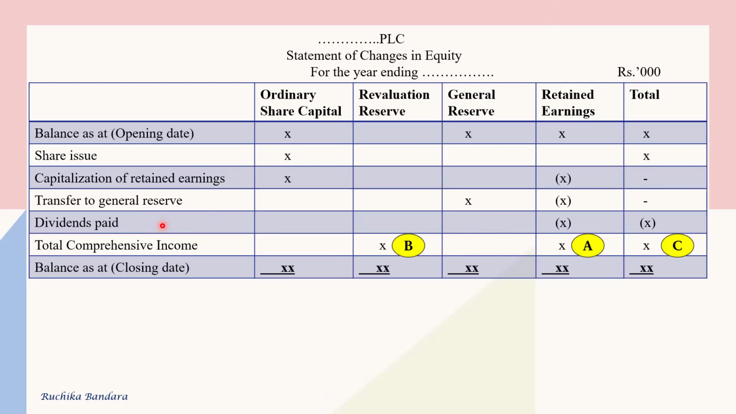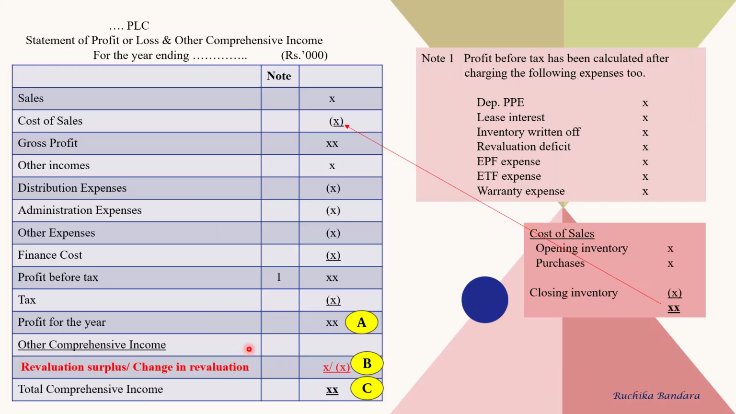Next, dividends paid out of your profit. The company can pay a dividend, so the retained earning minus, total also minus. The same impact what you have put onto ordinary, revaluation, general, and retained, you are entering into the total column.